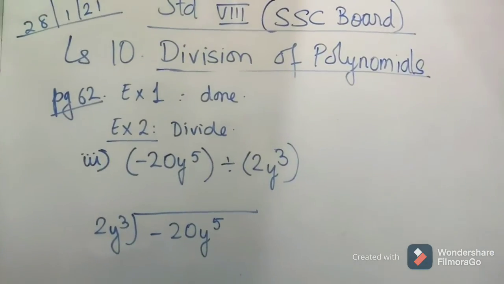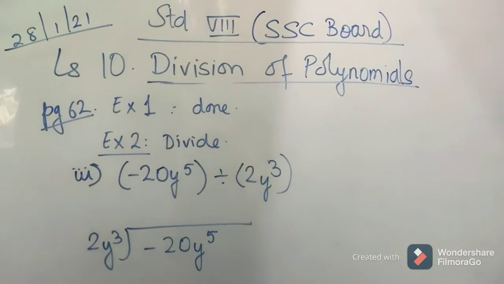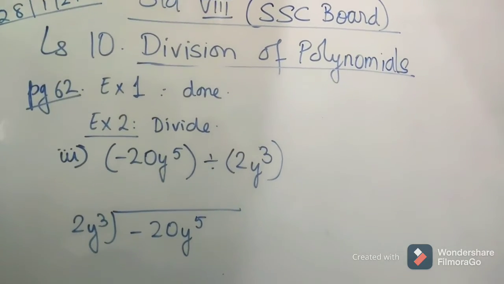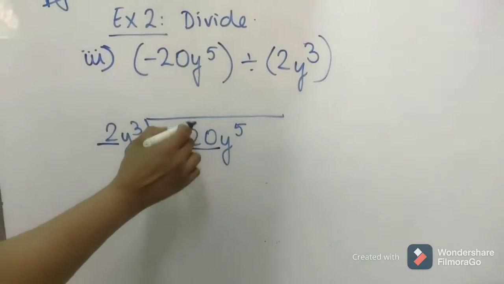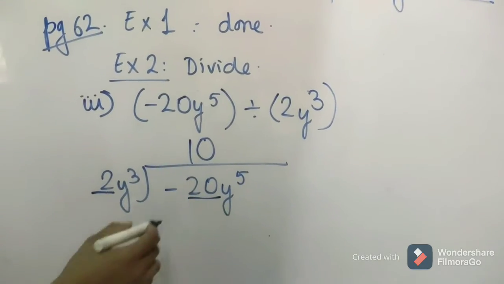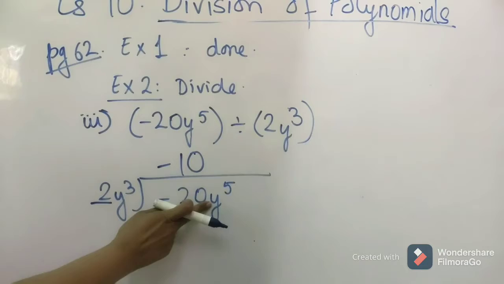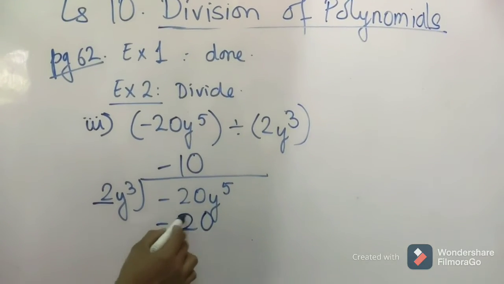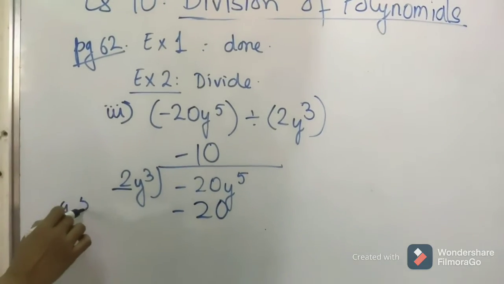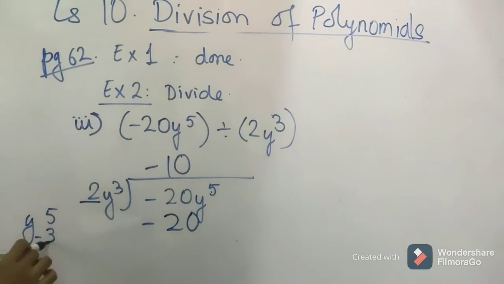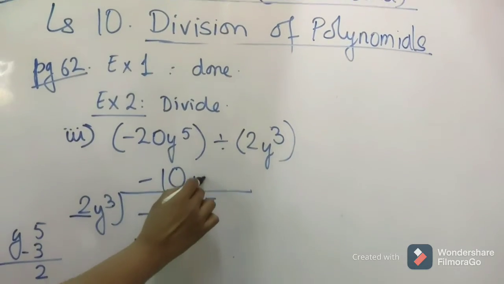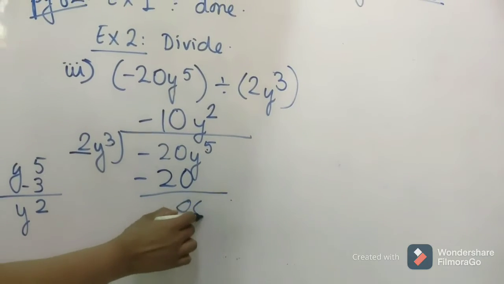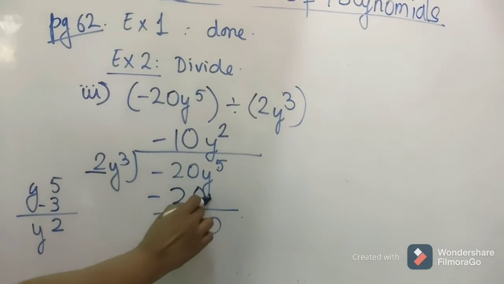Okay, now coming to the third example, that is minus 20y raised to 5 divided by 2y raised to 3. Okay, so I know in 2's table 20 will go 10 times. So I am writing minus sign here because there is minus here. So 2 times is 20. Now what to do about y? As I told you, 5 is there, if 3 goes out of 5 how much will remain? 2. So I have to multiply by y square. So what do I get? Again 0 as the remainder.